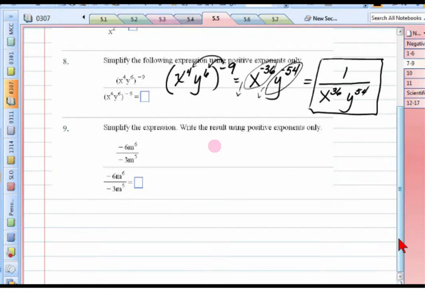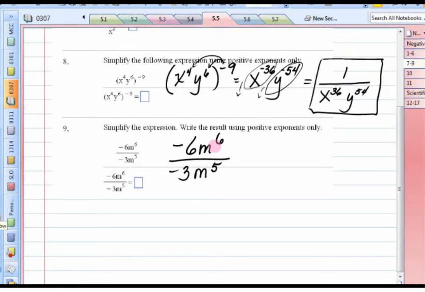All right, problem number 9 says to simplify this expression. I have negative 6 m to the 6th over negative 3 m to the 5th. Okay, power rule. Do I need to use the power rule? No. Do I need to use the product rule? No. Do I need to use the quotient rule? Yes, the quotient rule is appropriate.